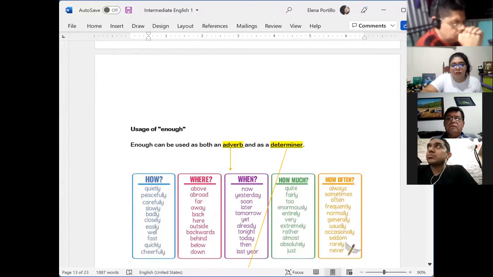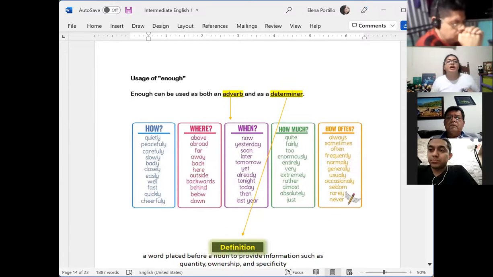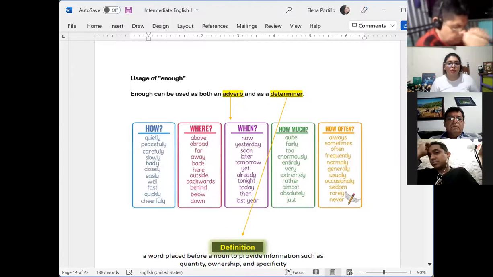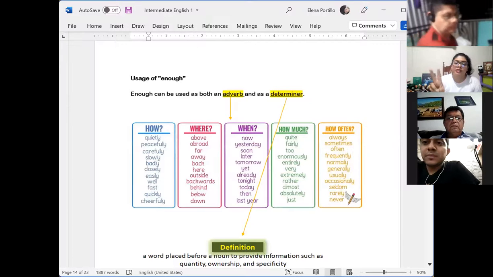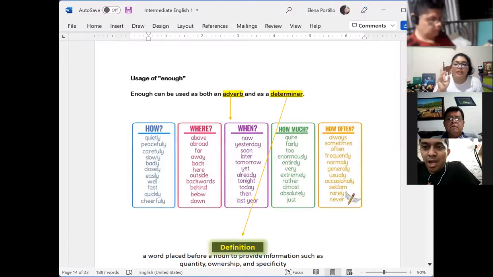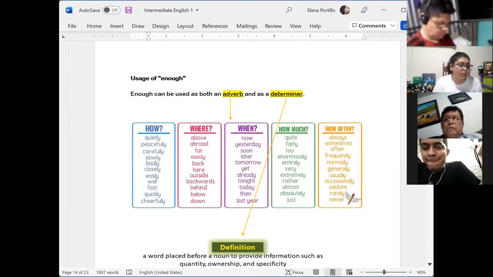So we have the usage of enough. Enough can be used as both an adverb and as a determiner. We have two words that are highlighted, adverb and determiner. What is an adverb and what is a determiner?